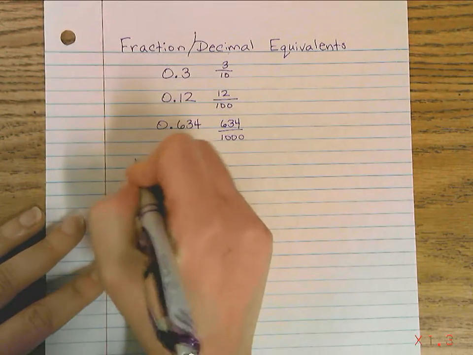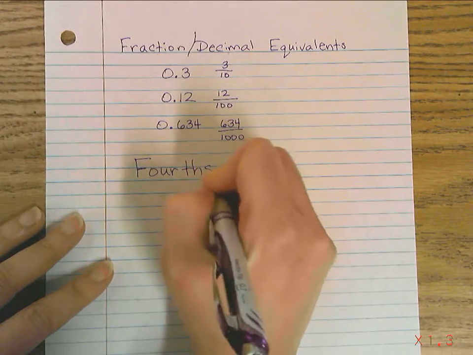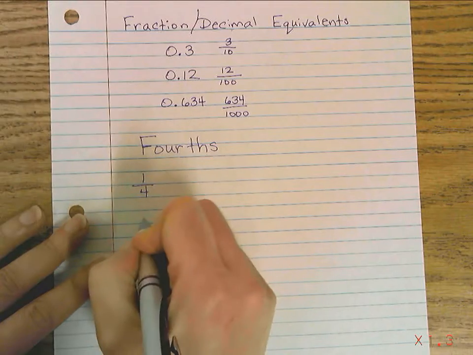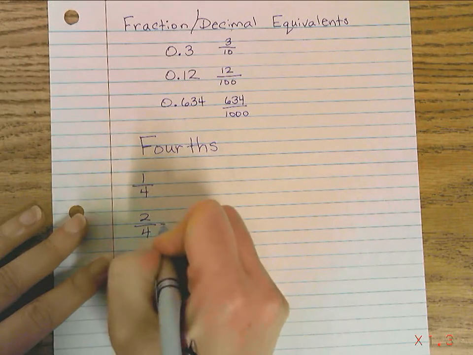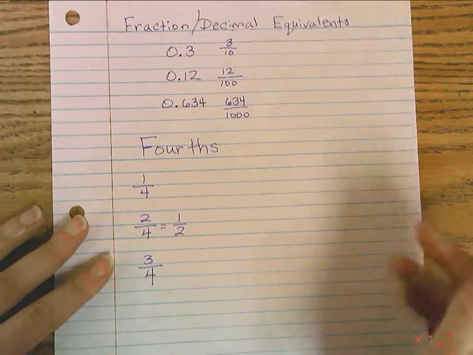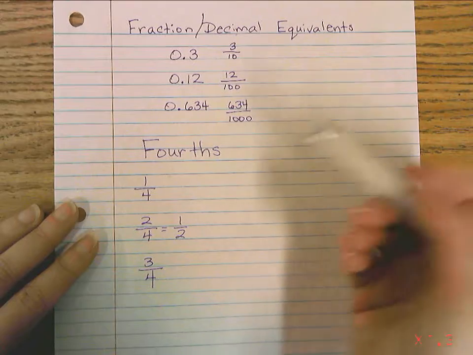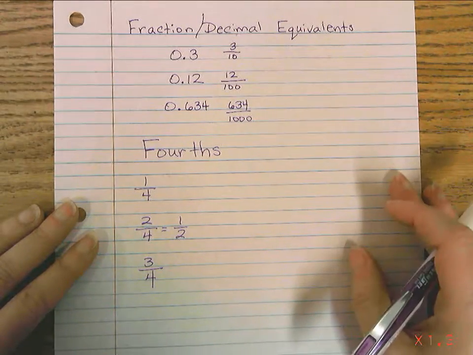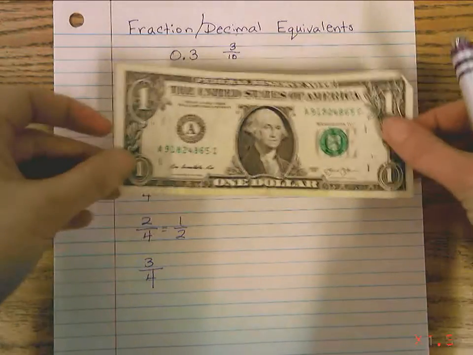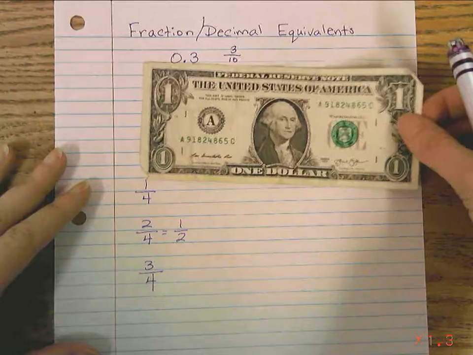So today I'm going to show you fourths. 1/4, 2/4 or 1/2, and 3/4. The easiest way to remember fourths as decimals is to think about money. We can take $1 and easily divide it into fourths.